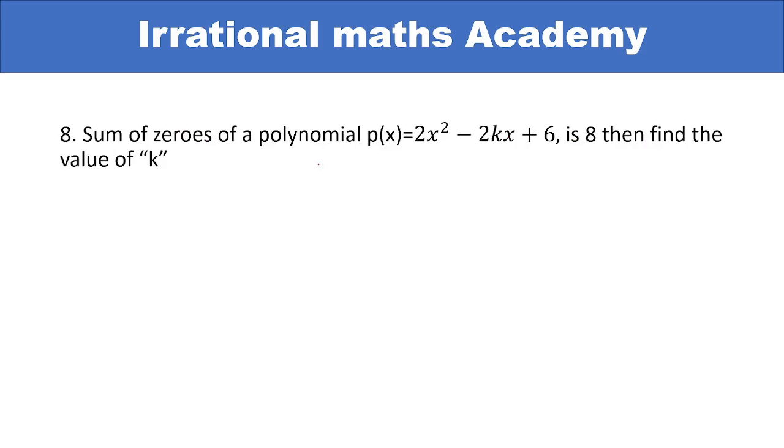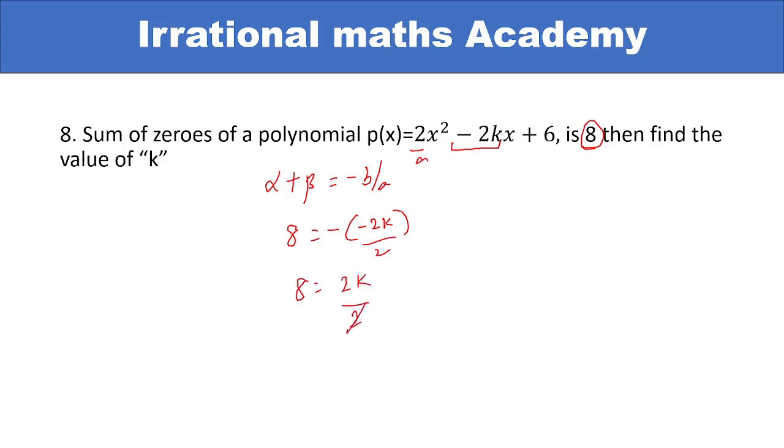Next. The sum of the zeros of the polynomial is 8, then find the value of k. So the sum of the zeros, alpha plus beta, equals minus b by a. They already gave the value, alpha plus beta is 8. So 8 equals, my b becomes this total part, minus 2k by a, and a is 2. So 8 equals minus into minus plus 2k by 2. The 2 gets cancelled and you are left with k equal to 8. I'll write again here, k equal to 8.